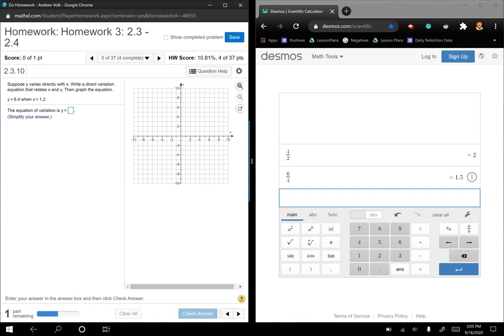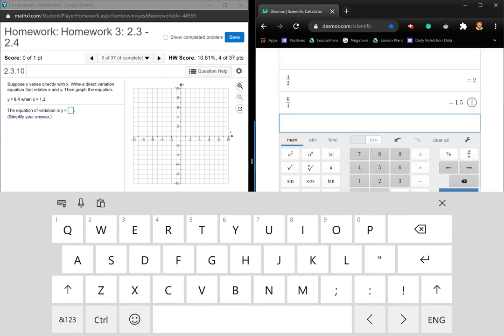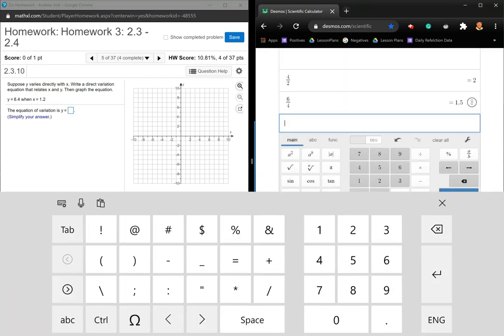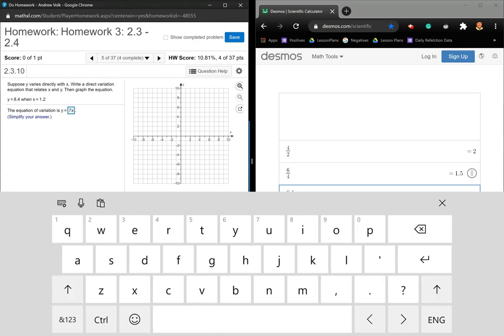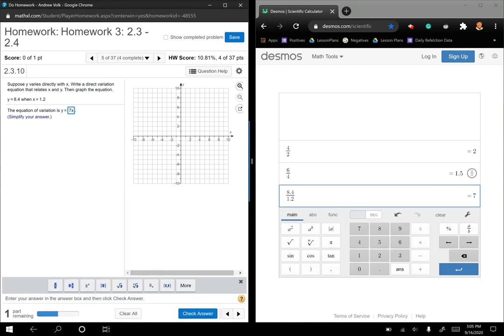Suppose y varies directly. Write a direct variation. So we have to write the equation, and then we also have to graph it. So the first thing we're going to do is we're going to find that k. And so we're going to do just like we did. We're going to put the y on top, 8.4, and divide by 1.2. We got 7. So our equation is going to be 7x. Y equals 7x. Let's double check to make sure that makes sense. If I multiply, yeah, that looks like it should work. So now I just have to graph that.